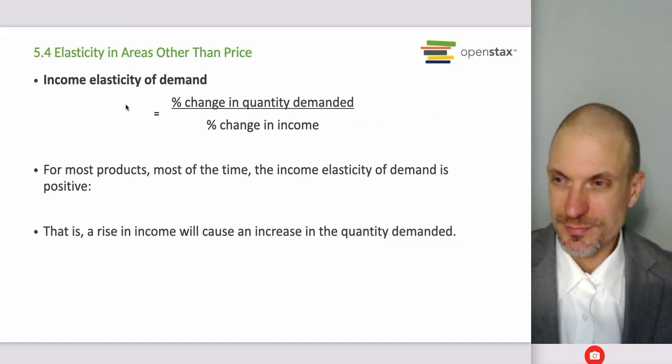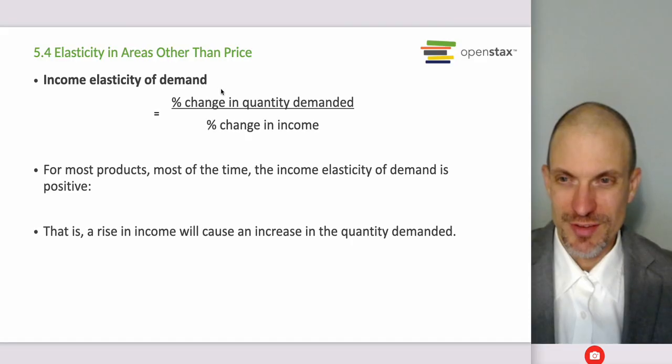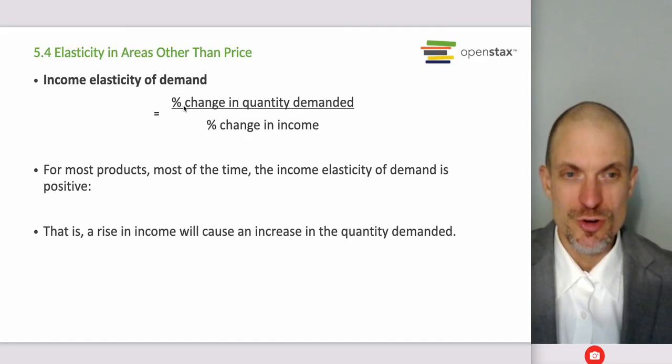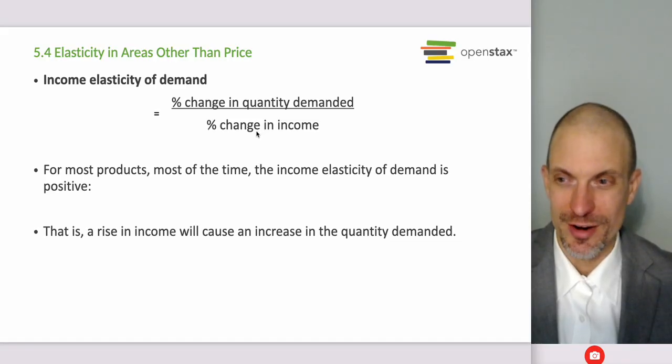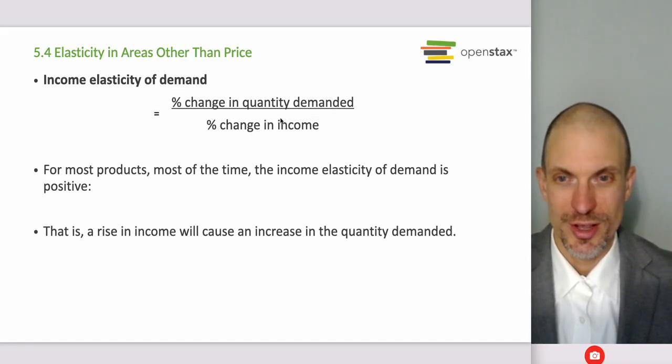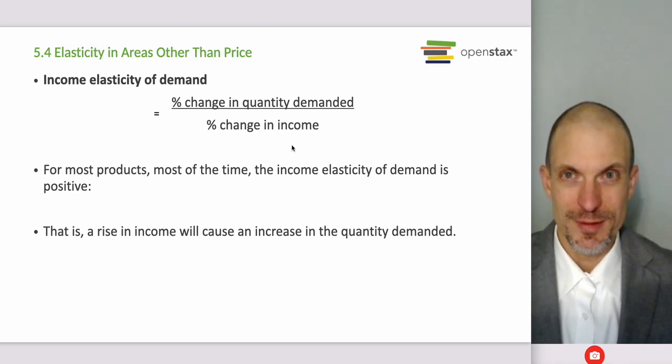Right, so income elasticity of demand. Here, notice the numerator is still percentage change in quantity. We just swap out price for income, or income for price in the denominator. So percentage change in quantity demanded divided by percentage change in income. You'd use a similar midpoint formula, but then it's going to be Q2 minus Q1 over average Q, I2 minus I1 over average I. Okay, so for most products, most of the time, income elasticity of demand is positive.